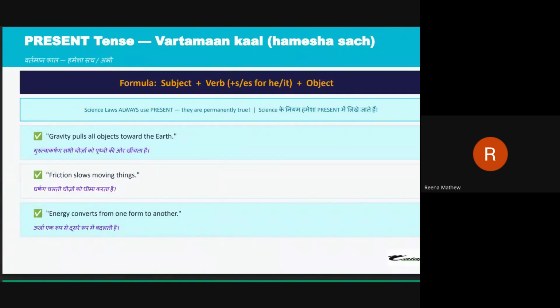Okay. So look at these examples. Gravity pulls all objects towards the earth. You don't say pulled because gravity always pulls objects towards the earth. Then you say friction slows moving things, right? Energy converts from one form to another. So in all these, what were the verbs? Can you identify the verb? Identify the verb in the first sentence.